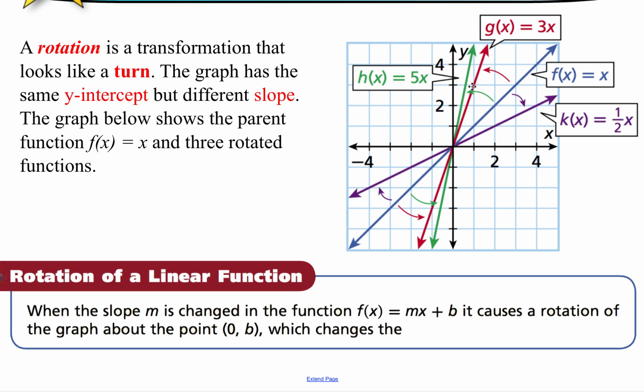It gets steeper. And then if we have a fraction in front of x, that makes it less steep, and it rotates it the opposite direction, which is clockwise. So a fraction will rotate clockwise, a whole number will rotate counterclockwise. So when the slope is changed, it causes a rotation of the graph about the point (0, b). You may recognize this point as the y-intercept. So that's what the point is referred to when we say (0, b). And when we rotate about that point, it changes the line's steepness.